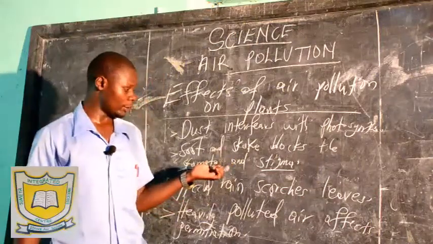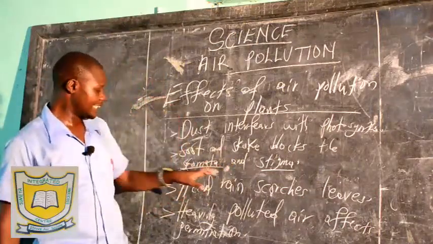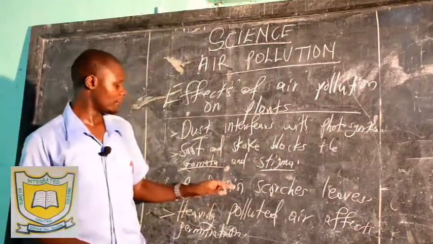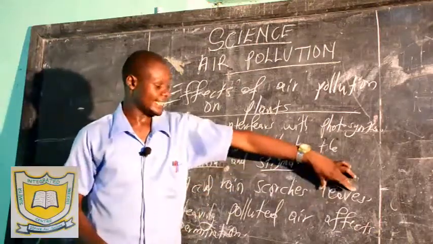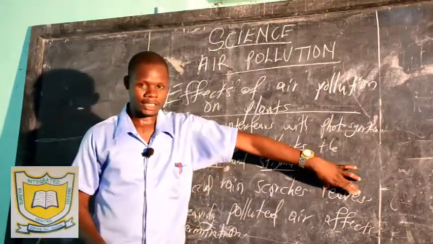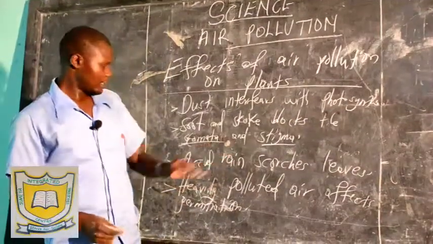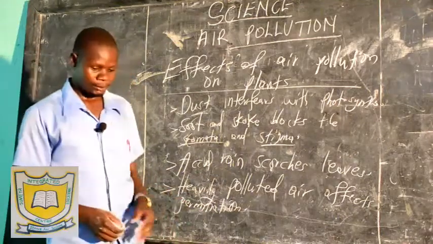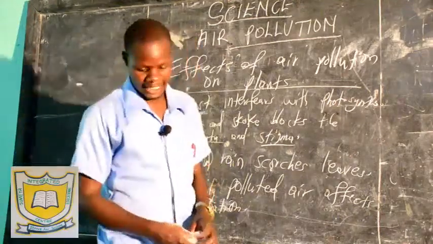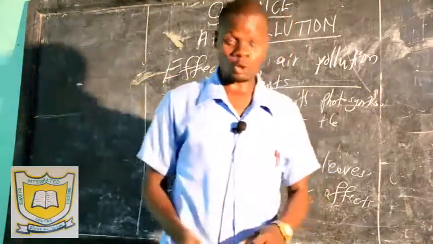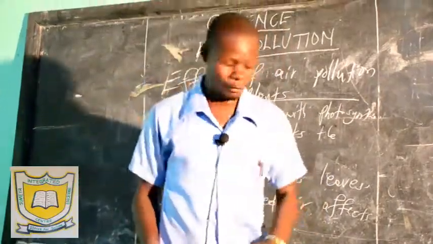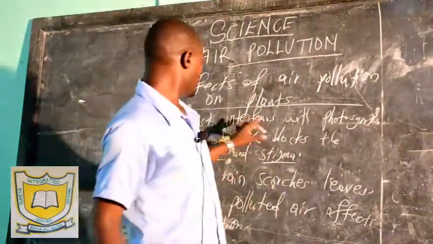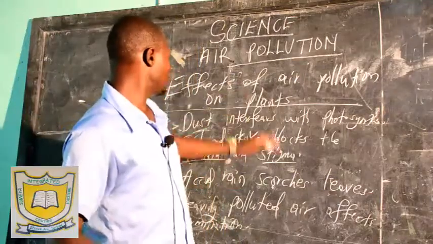Number three, we have acidic rain scorching leaves. I have already talked about that in my previous lesson. Acidic rain, when sulfur dioxide and carbon dioxide mix with rainwater, it forms acidic rain and it burns the leaves, now interfering with the plant growth. Lastly, we have heavily polluted air also affecting the germination and growth of the seedlings. From seed to seedlings is also affected because air is also part of the conditions of germination. Now that is all the effects of air pollution on plants.